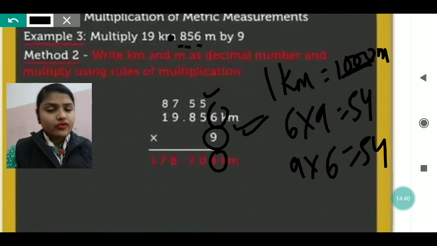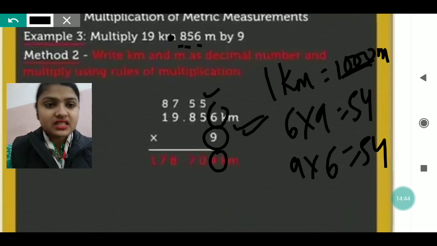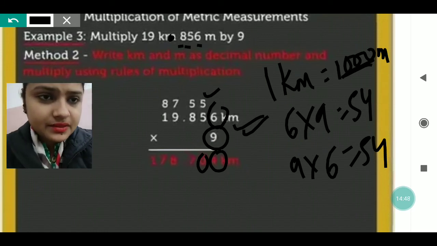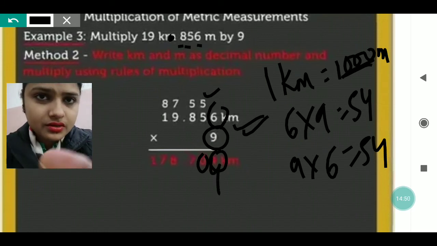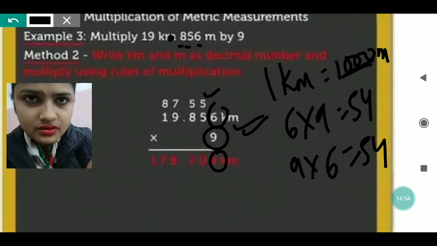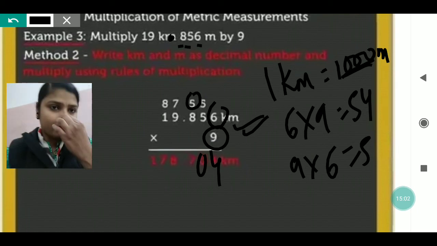After that, 9 into 5 or 5 into 9, you will get 45, plus 5 is 50. So 0 will be written here. Okay, here it is 4, here it is 0, and again 5 is written upside.